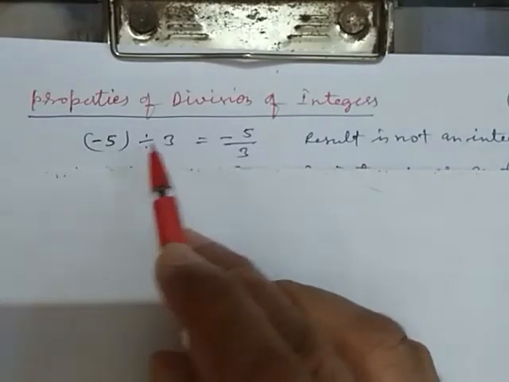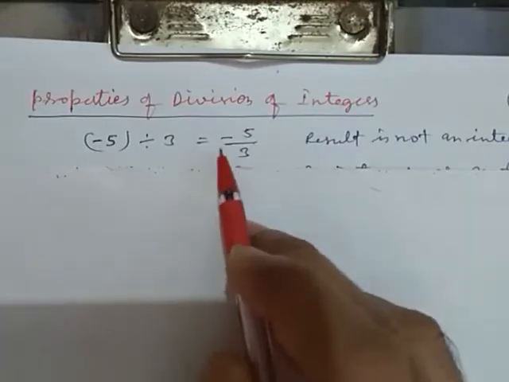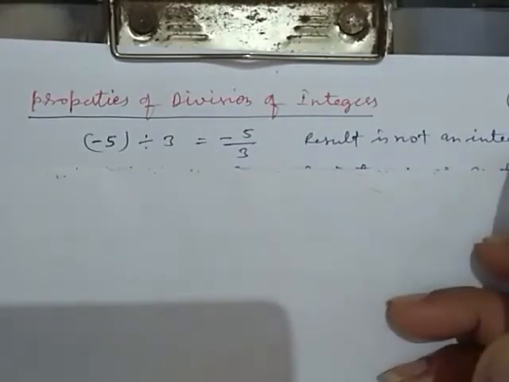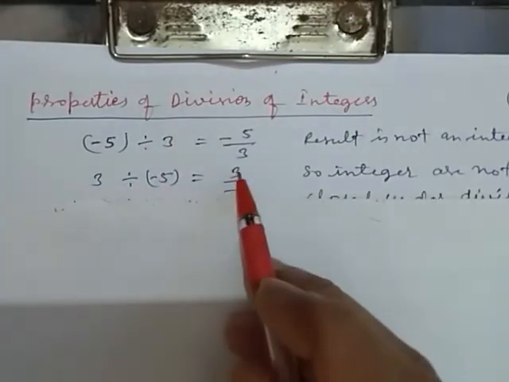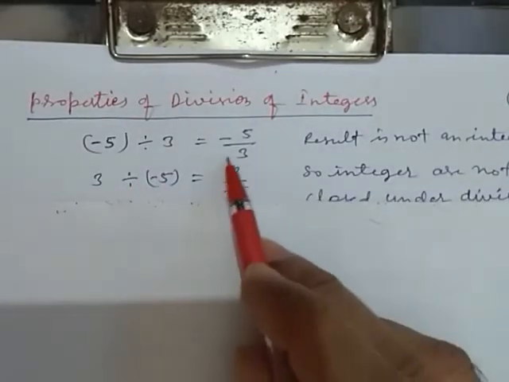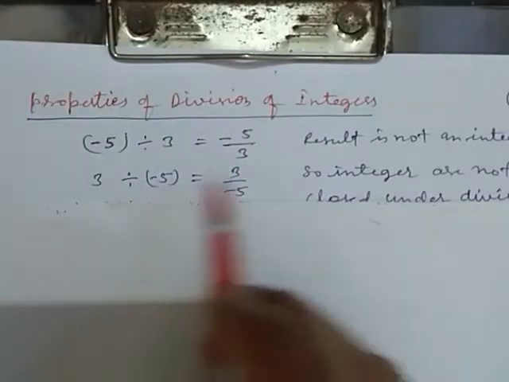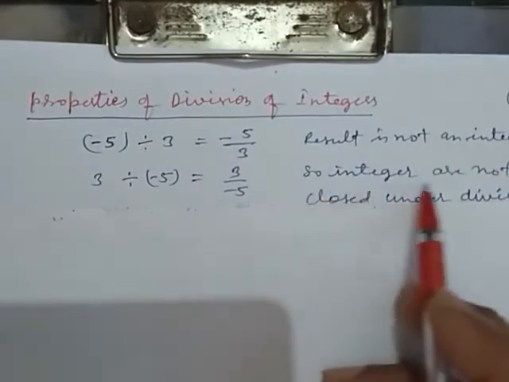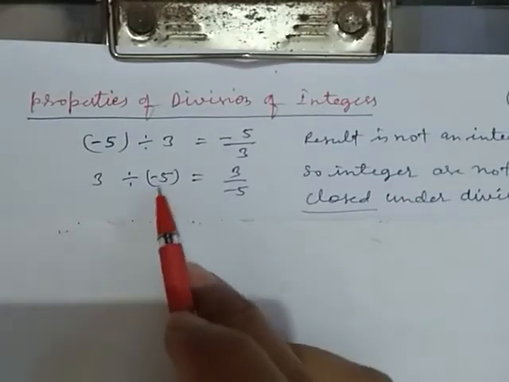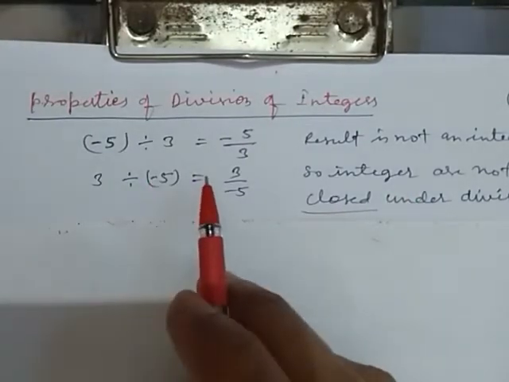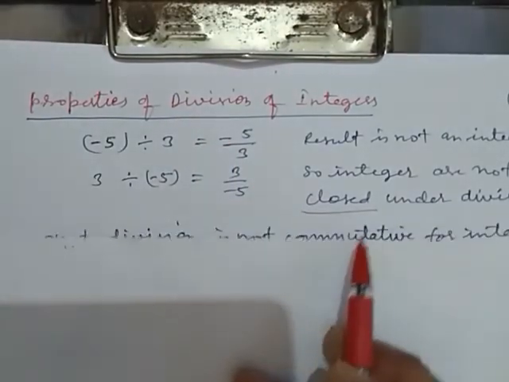When a number cannot be divided by another number, we get a fraction. So the result is not an integer. 3 divided by minus 5, we get 3 by minus 5. Here this is not an integer, because this number is not divisible by this. So the result is not an integer. So integers are not closed under division. In the process of division, integers are not closed because the result is not an integer. This is our conclusion.